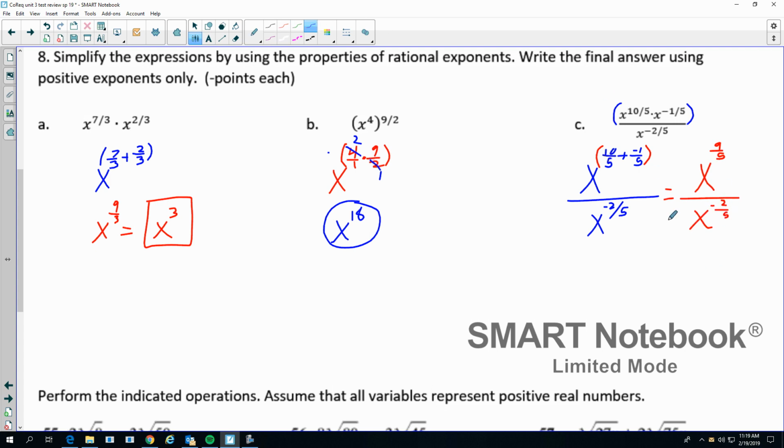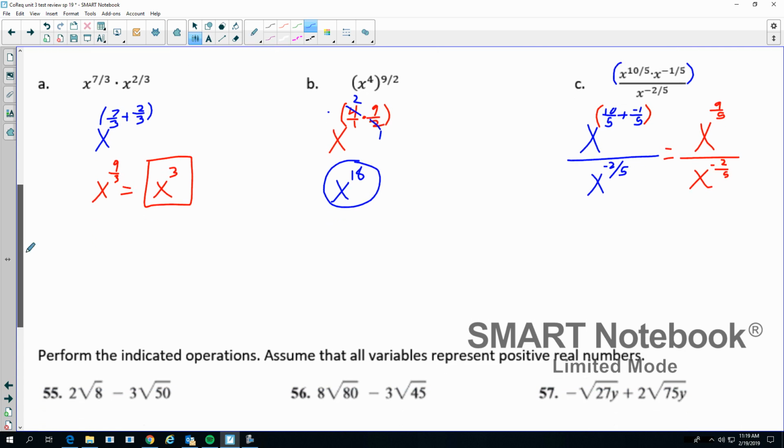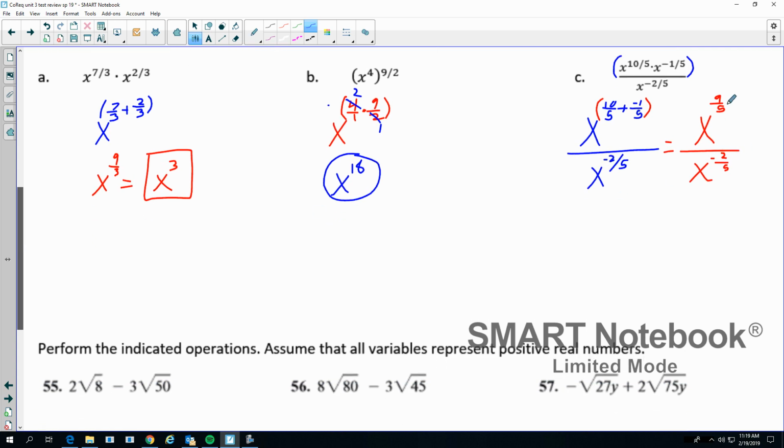Now we're going to have to do the quotient rule. The quotient rule is that you subtract the exponent of the denominator from the numerator. So this is going to become x to the 9/5 minus negative 2/5. So I'm actually going to have a double negative here, and I'm going to end up adding those together. Let me write that out. I get 9/5, the double negative turns that into a plus 2/5. When you add that together, you're going to get x to the 11/5. And there you go. That's your answer for part C.